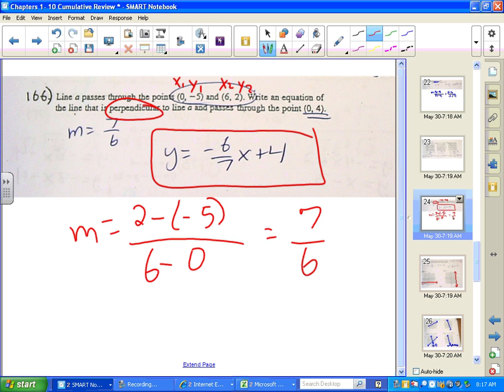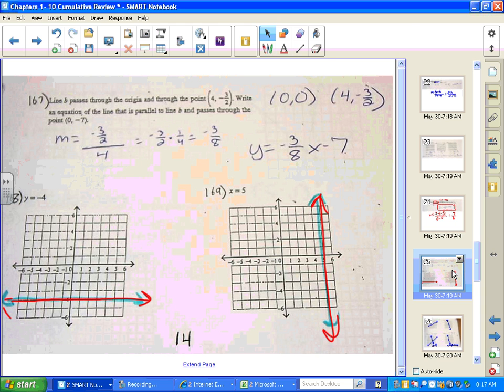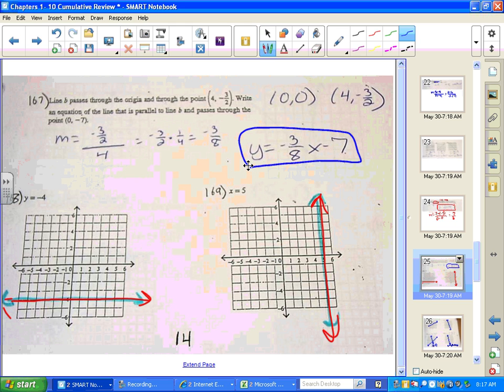Okay, next one. A lot of you guys left this next one blank. Anyone have the answer for 167? Emma M, what do you think? Good job. Y equals negative 3/8x minus 7. Awesome. Mary. Good. Very good. Annalise.